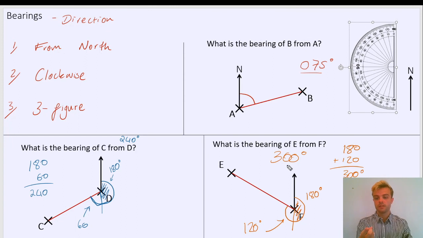And that's bearings. So the 3 rules: you're always measuring from north, you always measure clockwise, and it's always given as 3 figures. And all a bearing is, is a direction. You're just telling someone to go in this direction. And that's bearings. Hope that helps.